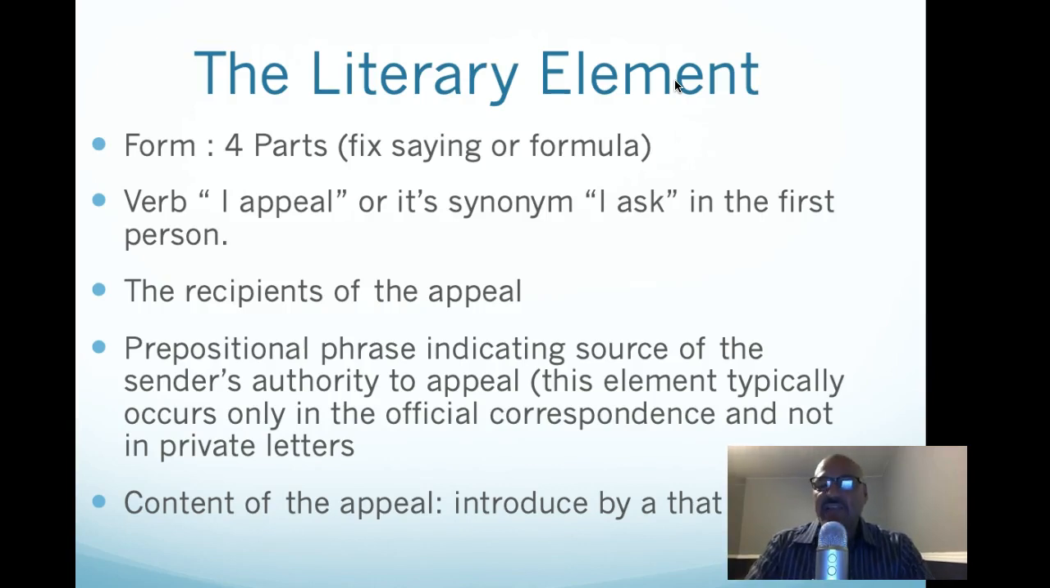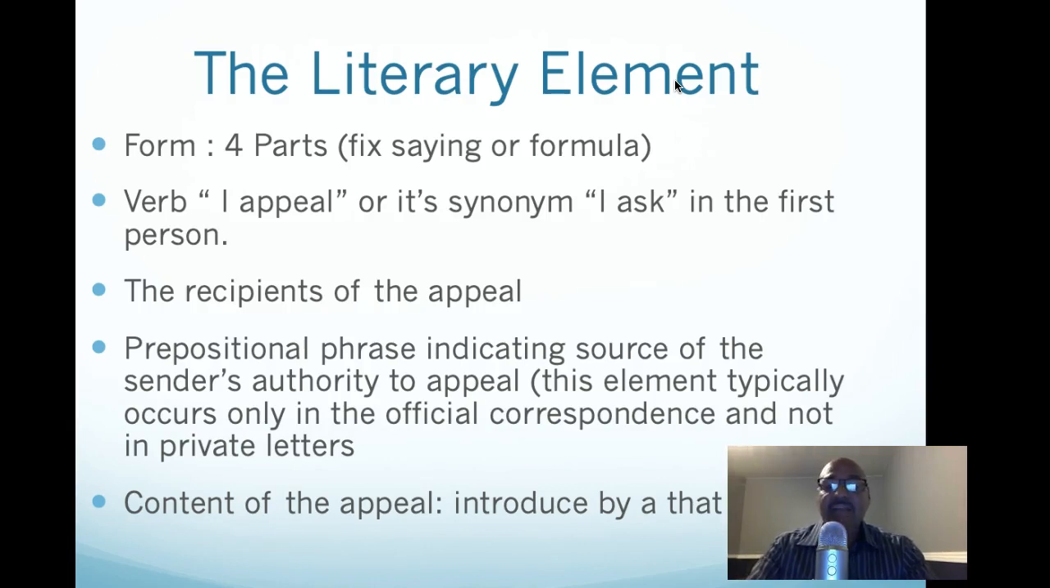Who is he writing to? The preposition of the phrase indicating sources of the sender's authority to the appeal. This element typically occurs only in official correspondence and not in private letters. In other words, this is a very formal letter. He's making an appeal to them. He's making a request based on his authority to them and over them and with them relationally.